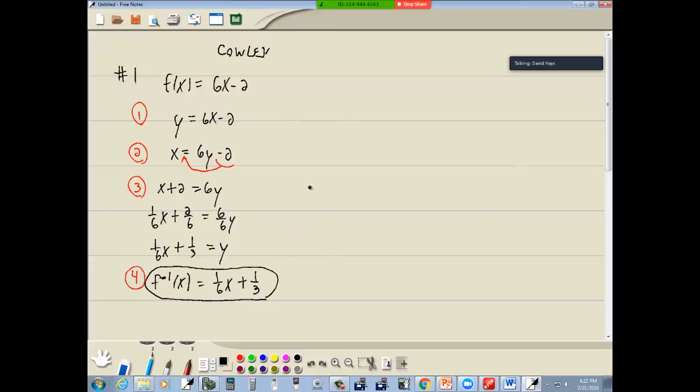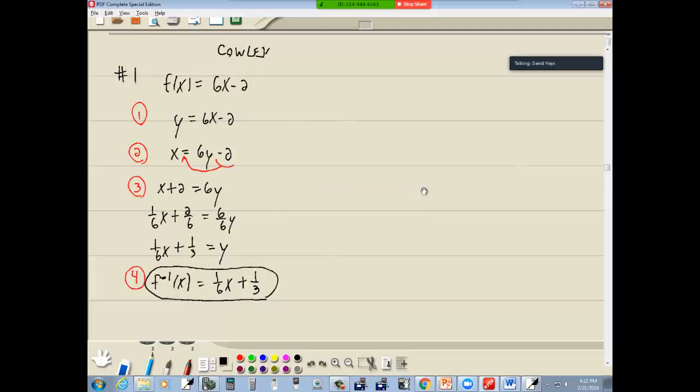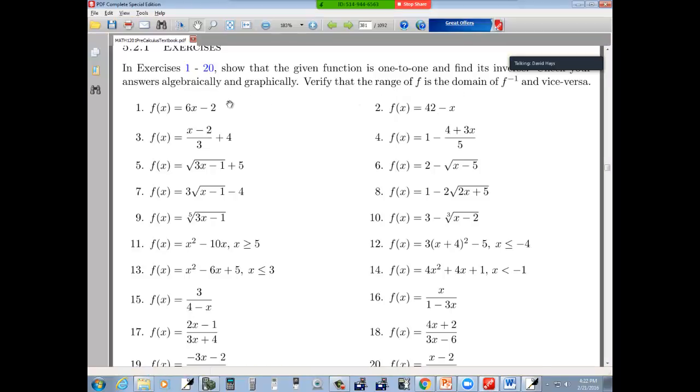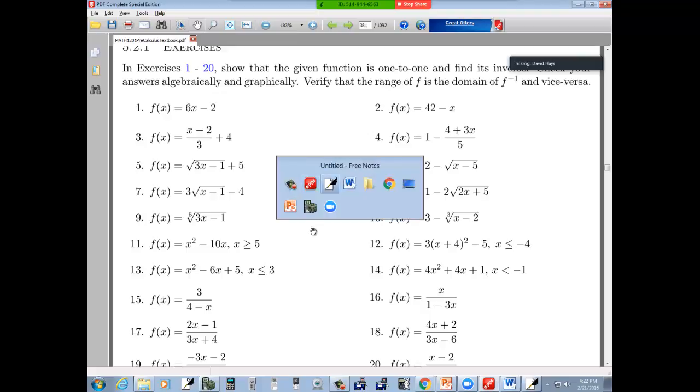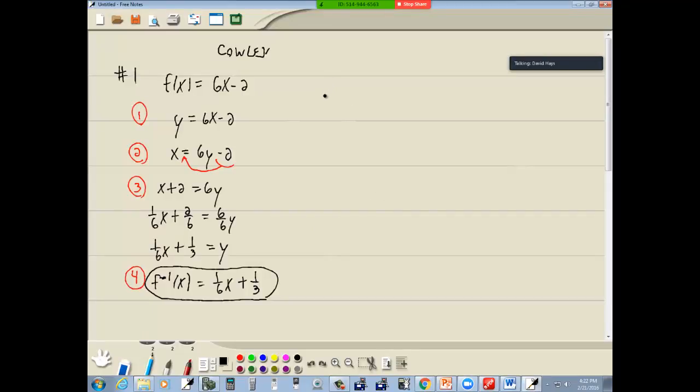Now to verify these, you find its inverse, and check your answers algebraically and graphically. Let's talk about the algebraically first. Determine if they are algebraically inverses, the original function and what you just found. You find the composition of the two. So we'll find the composition of f and the inverse.